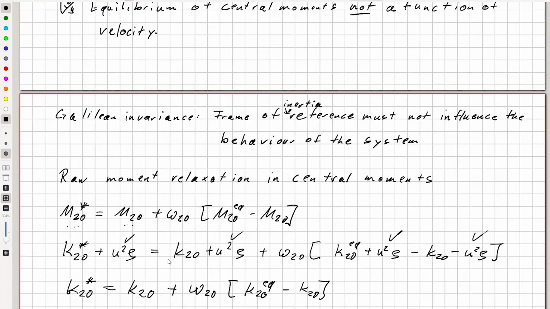So we know that we need to be accurate up to the second moment, otherwise we don't get to the Navier-Stokes equation. So if there was a problem with Galilean invariance here, then we would have discovered this long ago. Okay, so no problems with the Galilean invariance here. So this is frame independent.